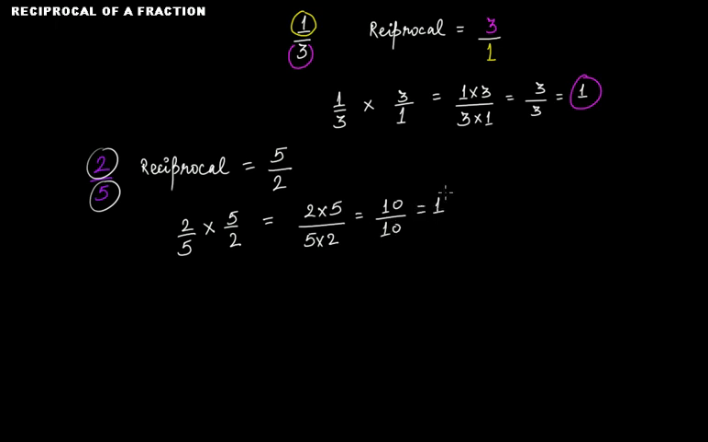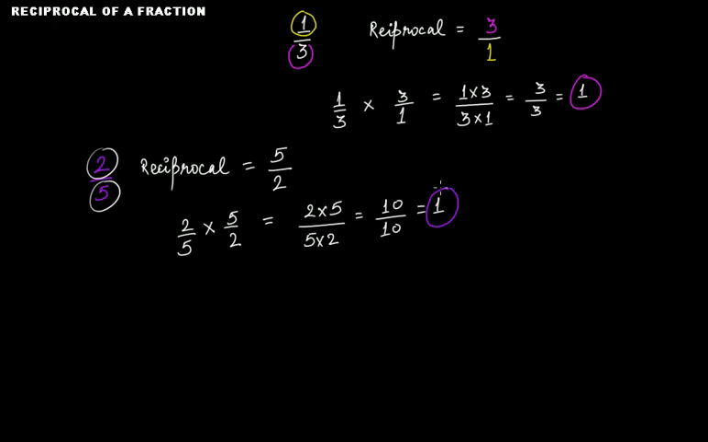Therefore, once again you got this number 1 when you multiply a fraction with its reciprocal. So the reciprocal is the inverse of any fraction where the denominator of that fraction becomes the numerator and the numerator of that fraction becomes the denominator in the reciprocal. And if you multiply that fraction with its reciprocal, then always you'll get number 1.